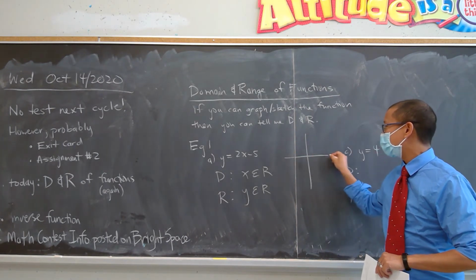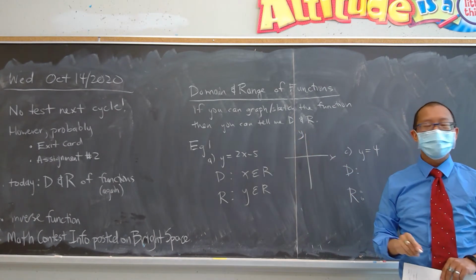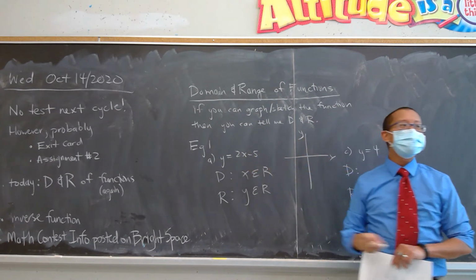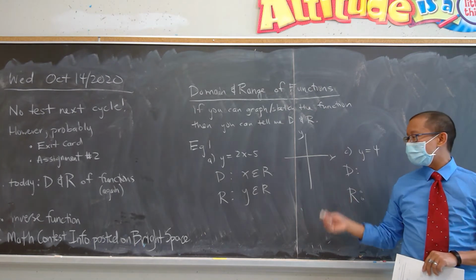In fact, I will graph this as a sketch, even though you don't have to. The slope of this line is rising 2 over 1, and the y-intercept is negative 5.